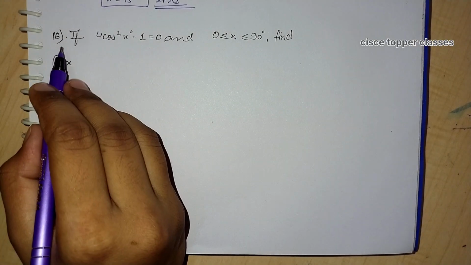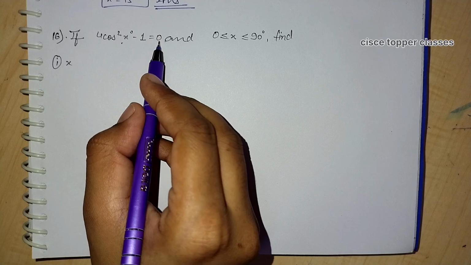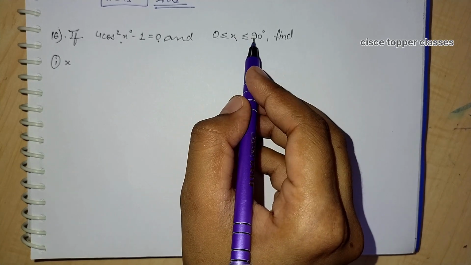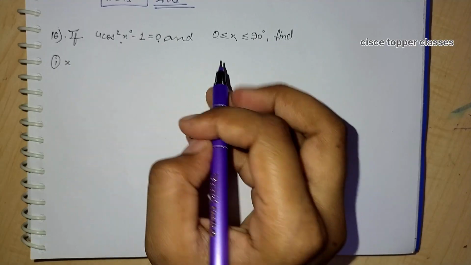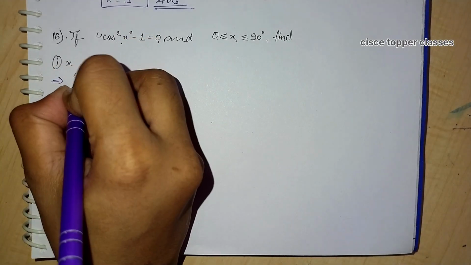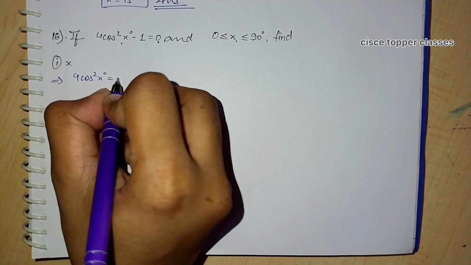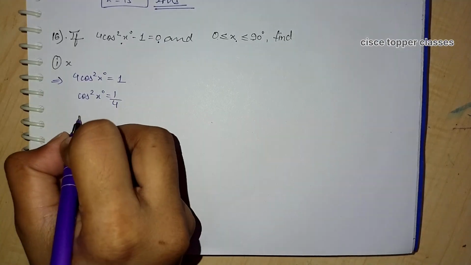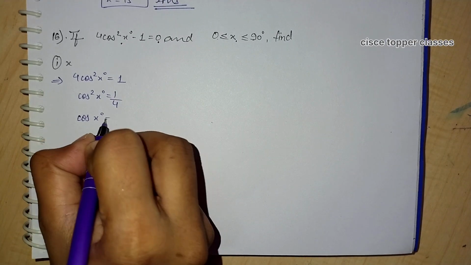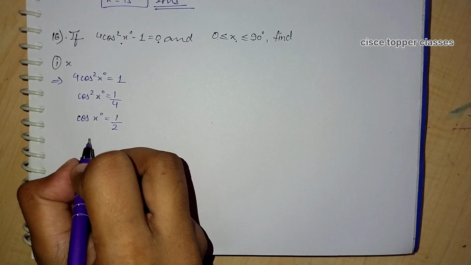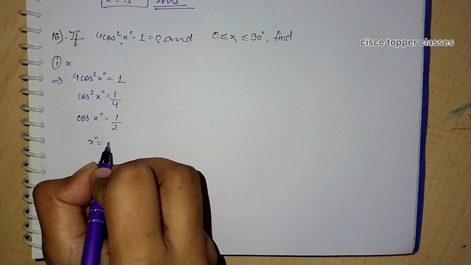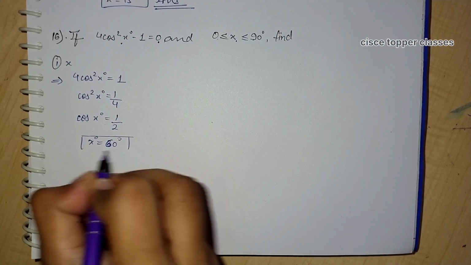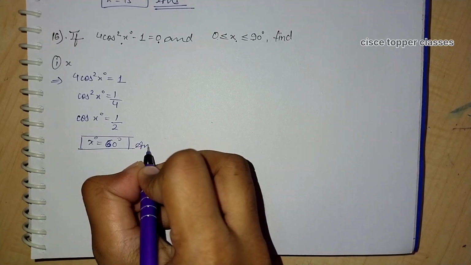Let us solve question number 16. If 4 cos square x minus 1 is equal to 0 and x belongs to greater than 0 and less than 90 degree, then find the value of x. So we can write this statement as 4 cos square x is equal to 1. From there cos square x is equal to 1 by 4, and we can take the under root here, meaning cos x is equal to 1 by 2. From there we can write x is equal to 60 degree only. So this we have to find in this question. So this is the answer of the first part here.